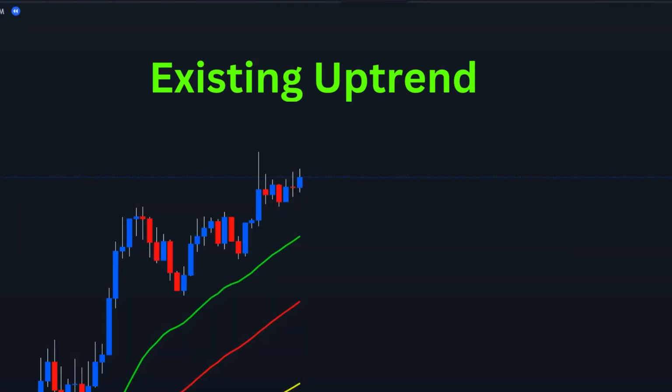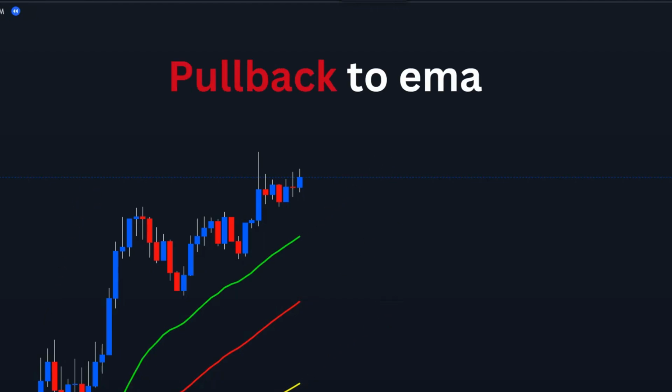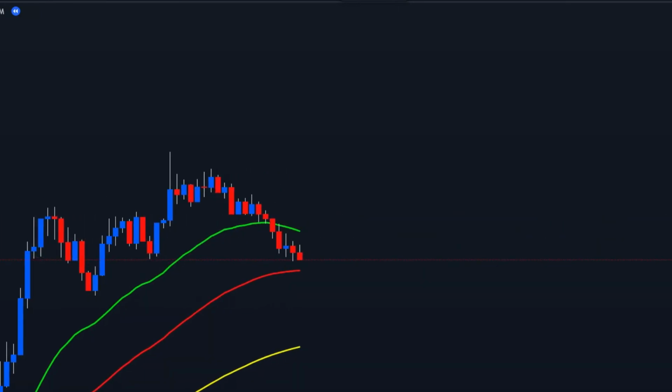In this chart, we can see that the market is currently on an uptrend, as shown by all three EMA heading upwards while all the candles are above the EMA. Next, we are waiting for a pullback towards the 25 or 50 EMA. But remember, it must not cross below the 100 EMA.